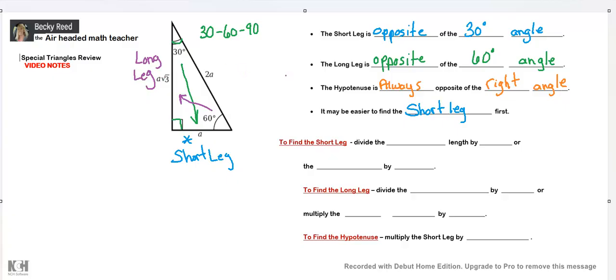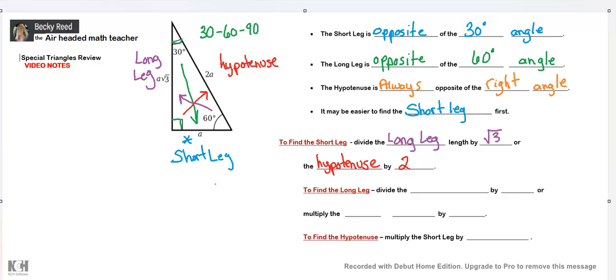Again, it's not always easy to eyeball these, and it's really not correct to do that. Anyway, now the hypotenuse over here, wait, let's get a different color, is always, again, like I said, opposite of the right angle. Okay?